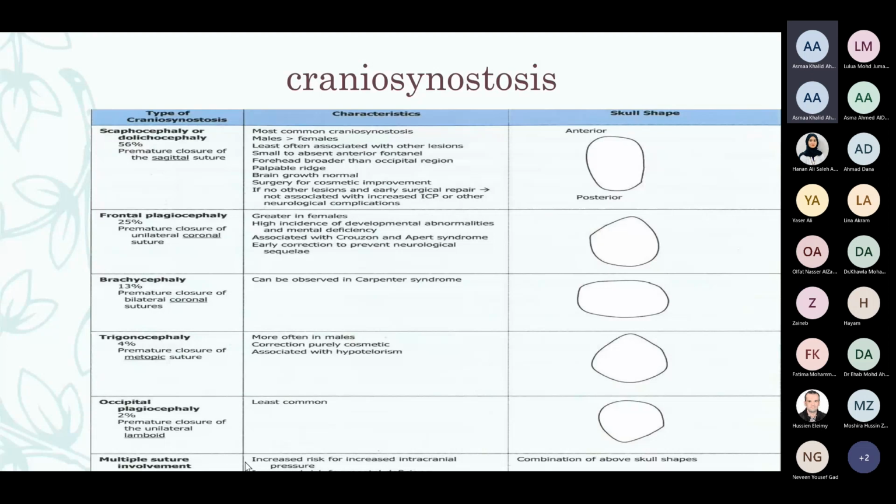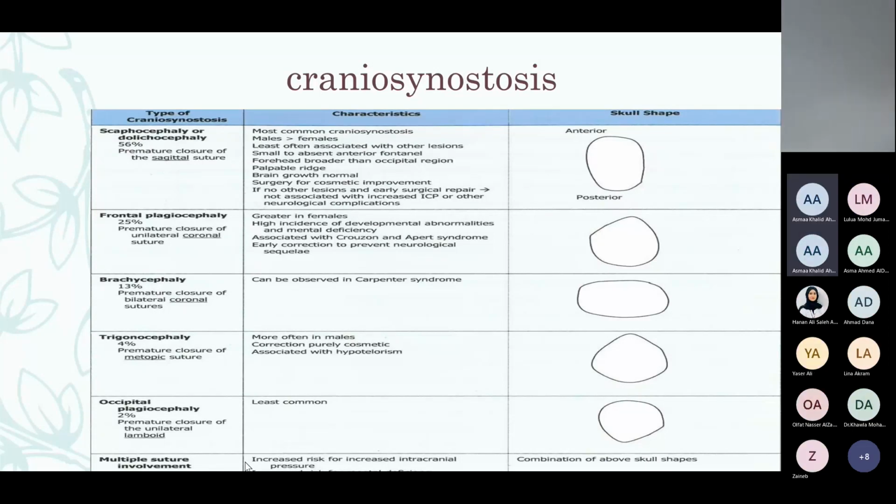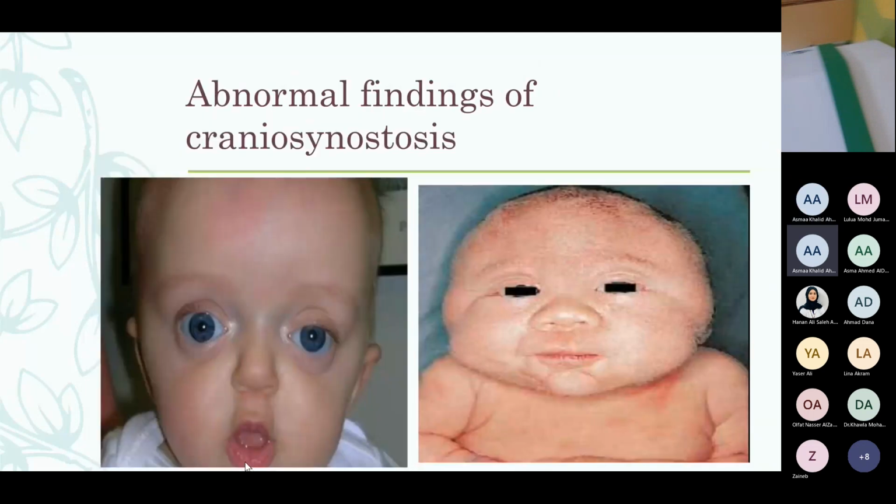Something like frontal plagiocephaly, which is seen in Apert syndrome. Something like brachycephaly, as in Carpenter syndrome. Trigonocephaly, and there is occipital plagiocephaly. There could be multiple suture involvement, but all of this is important to decide. This is Apert syndrome, the other is Carpenter.